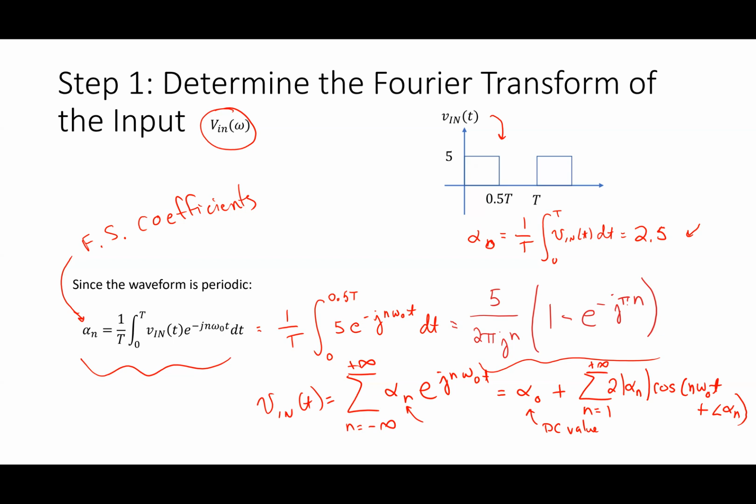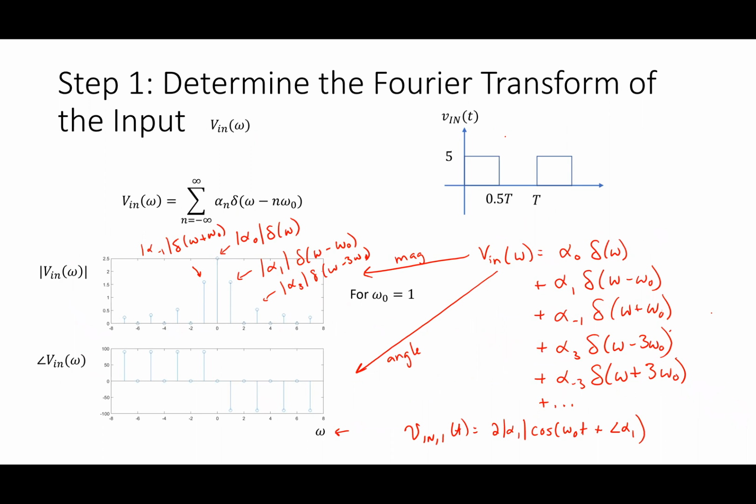When I have the Fourier transform, I plot the Fourier transform on a set of axes. When I plot the Fourier transform, what's the x-axis? What's that x-axis on my Fourier transform? Nobody knows? Omega. Omega, that's right. Yeah, so basically what I do is I plot a series of impulses.